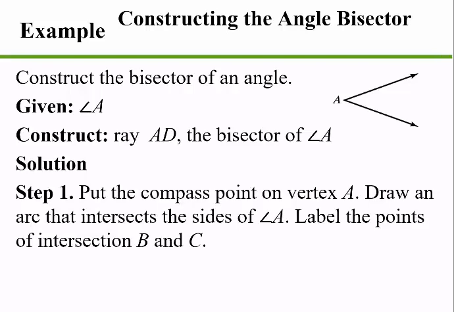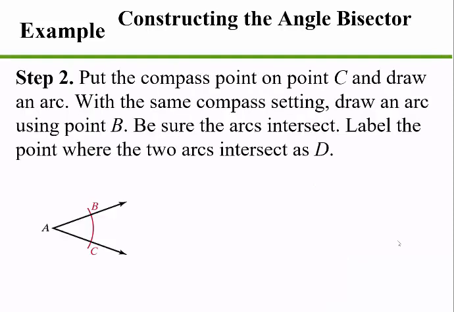The first thing you're going to do, put the compass point on vertex A. Draw an arc that intersects both sides of angle A, and label those intersecting points B and C. So you're going to put your compass here and draw an arc that intersects both sides of that angle, like that. This will be B, this will be C. The next thing you're going to do, put the compass point on point C. Put it right here and draw an arc. And with the same compass setting, draw an arc using point B. Be sure the arcs intersect and label the point where they intersect as D.